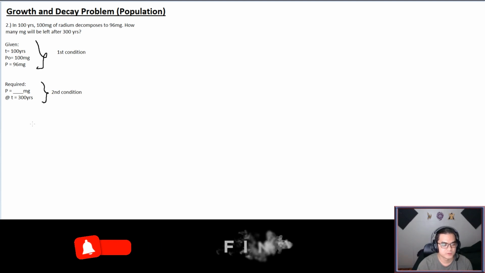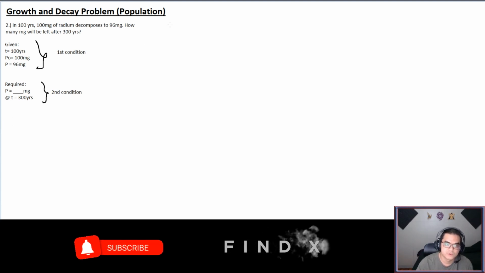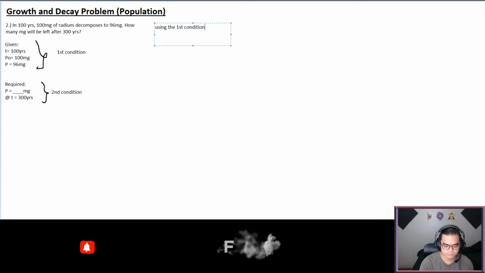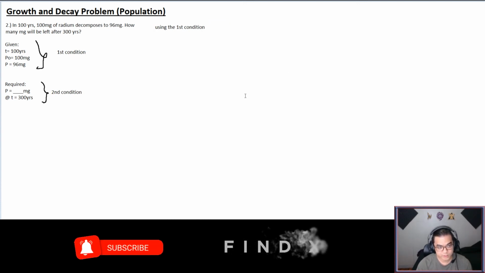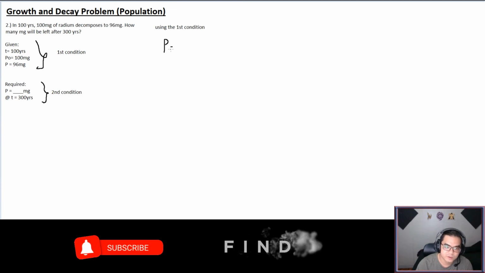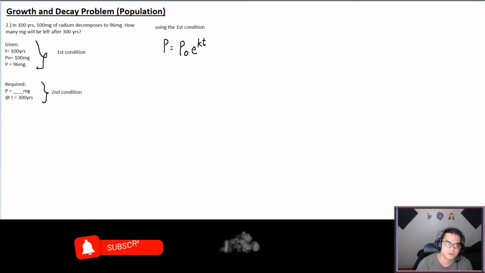Okay, so let's do the formula. For the formula, let's use the first condition first. Again, the purpose of the first condition is to find the value of k. I hope you remember that. So again, the formula for that is P equal to P0 e raised to kt. Okay, so applying the first condition, your P now is 96, right?